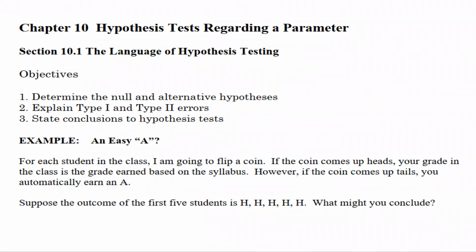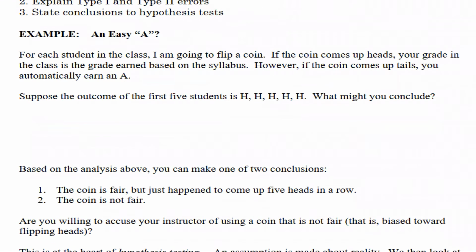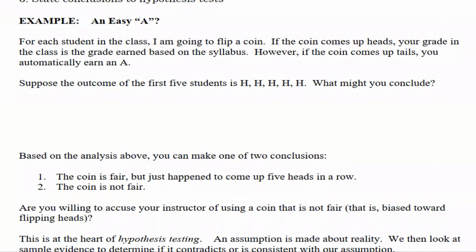So to give you a feel for what hypothesis testing is all about, I'm just going to go through this scenario here. Suppose for each student in a class, I say I'm going to flip a coin. And if the coin comes up heads, your grade in the class is earned based on the syllabus. However, if the coin comes up tails, you automatically earn an A. So certainly you're rooting for a tail when the coin's on you.